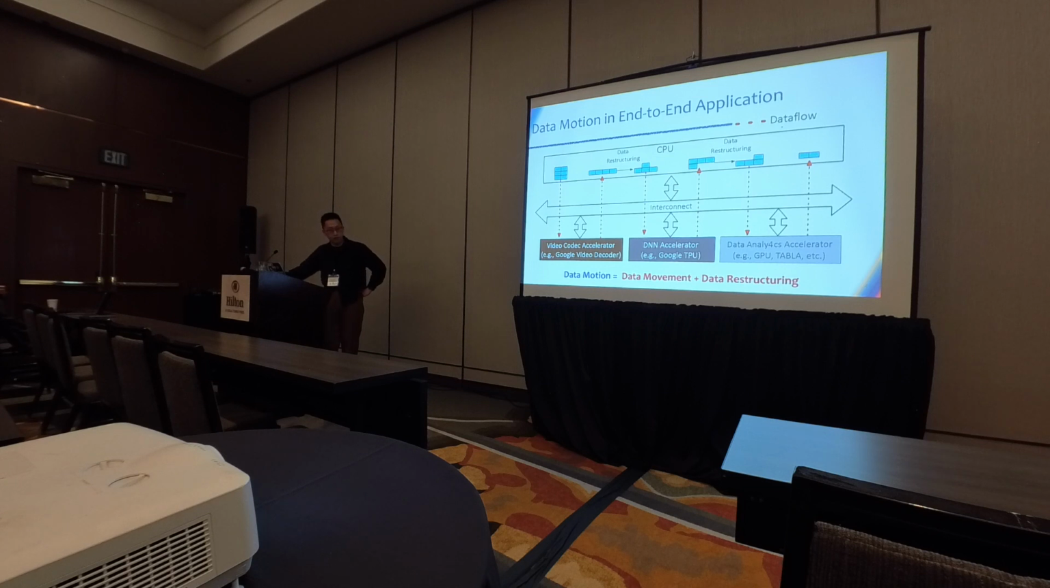Here, we define data motion as both data movement and data restructuring. The core cost of data motion overhead is that data restructuring kernels are actually executed on the CPU. So you have to copy data back and forth, and you also have to do the restructuring computations.